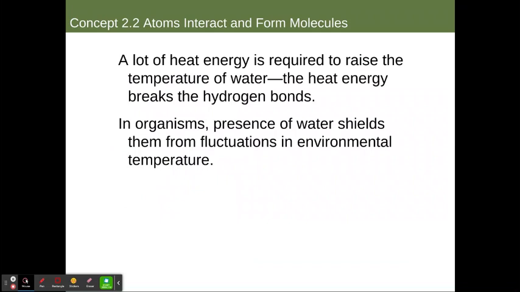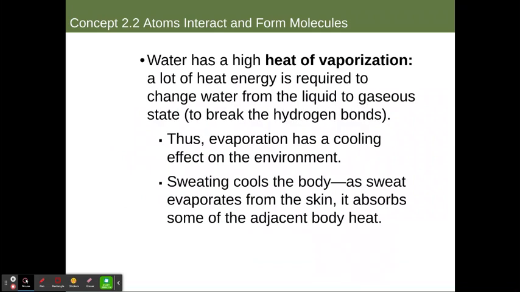In organisms, the presence of water shields them from fluctuations in environmental temperature. This is why when it's hot outside, we need to drink water. We are replacing the sweat that's lost, and it also helps to bring our body temperature back down. So water also has a high heat of evaporation, meaning a lot of heat energy is required to change water from liquid to gaseous state.